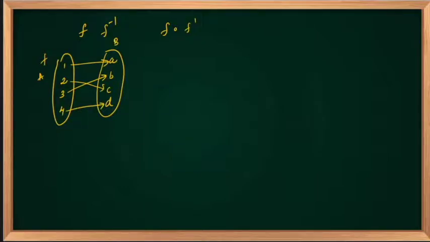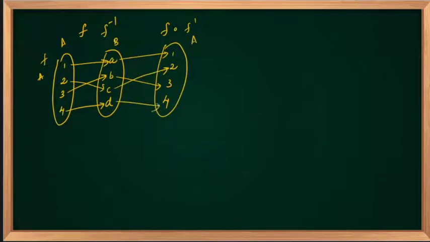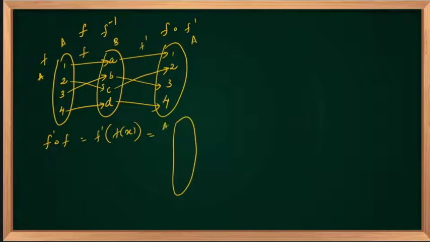And then f inverse will be a relation from B to A. So let me write it here, B to A. Here I will have 1, 2, 3, 4. Now a will be mapped to 1, that is the inverse. b will be mapped to 3, and c will be mapped to 2, and d will be mapped to 4. So this is f and this is f inverse. Now what is f inverse composition f, or f inverse of f of x? You will have A here and A here, so this is going to be a function from A to A. So here you'll have 1, 2, 3, 4, 1, 2, 3, 4. Here also you'll have 1, 2, 3, 4.